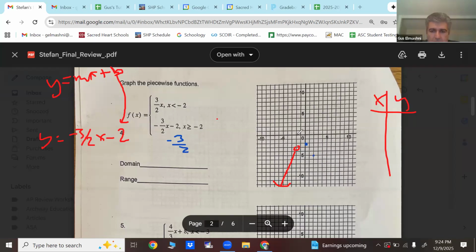But it does start at negative 2, so I'll start it up here. If I do plug in negative 2, I do get 1. And it's closed because it's included. So you get that, and that's your piecewise function.